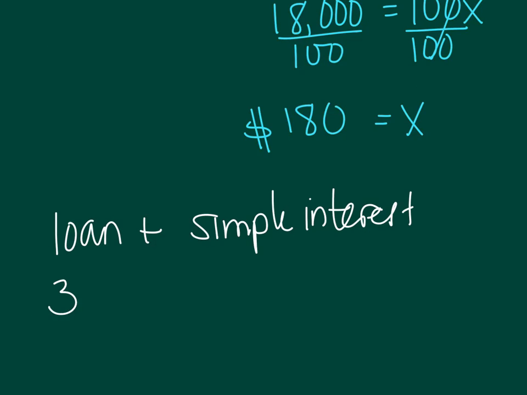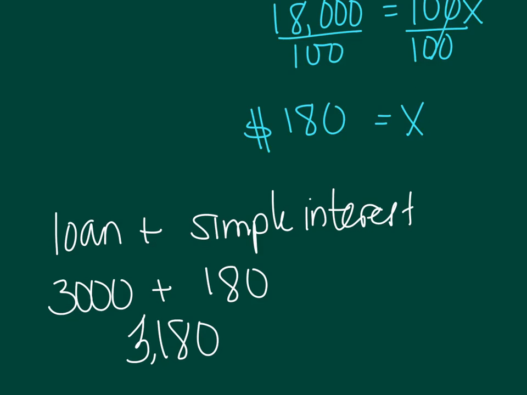So the loan was $3,000 plus the simple interest amount, which was $180, meaning that Amy's going to owe whomever she borrowed this money from $3,180, as long as she pays it back on that year mark.